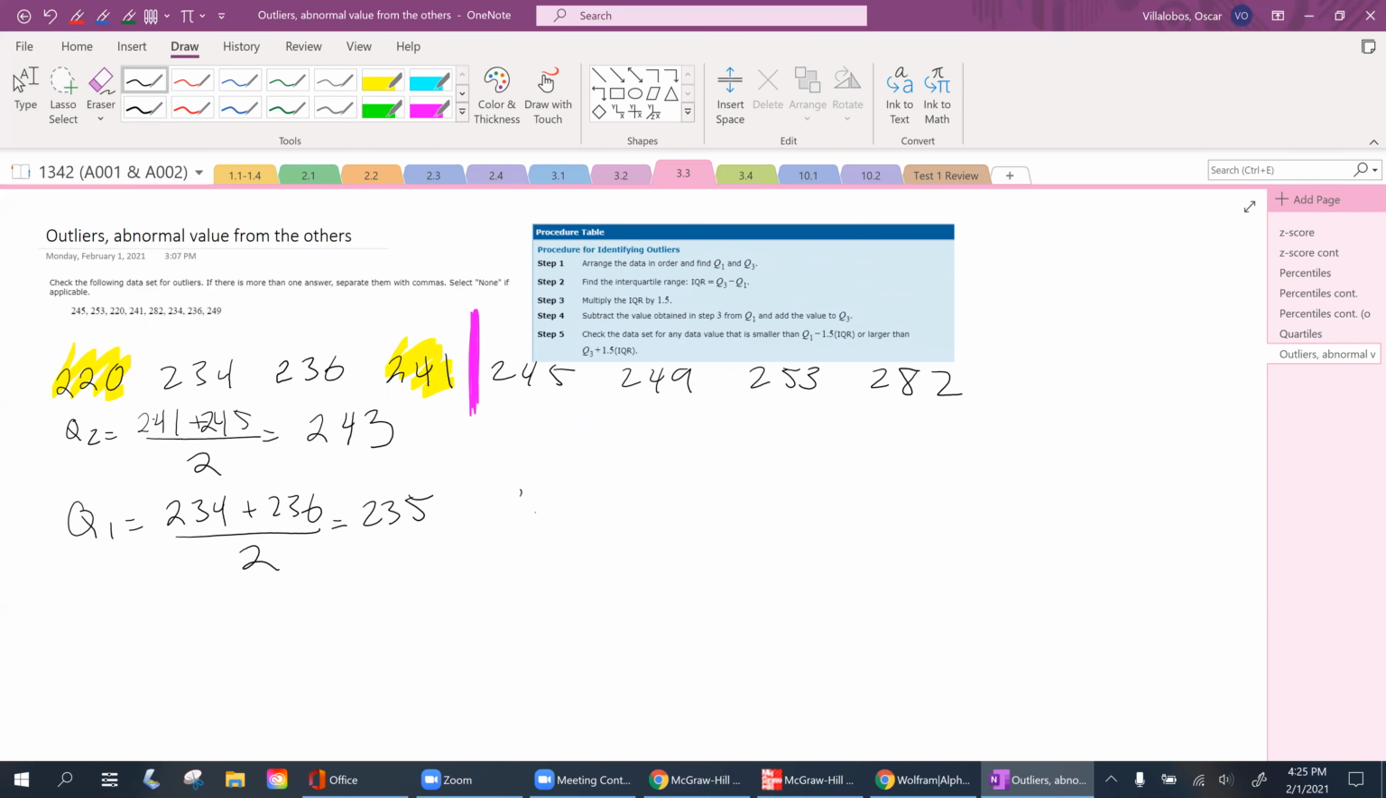Let me go ahead and find Q3 while I'm at it, the same thing. It's an even number of values, so I'm going to go ahead and get these middle values. I can take that one off, I can take that one off. I'm left with those two. Let's go ahead and do 249 plus 253 divided by 2. All right, and let's go ahead and plug that in. And what does that give me?